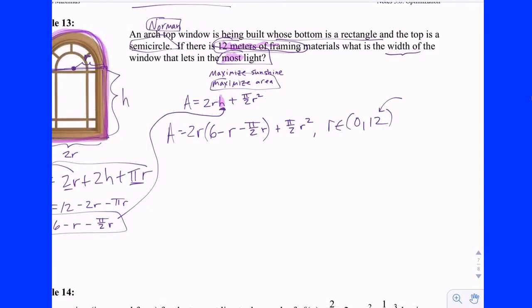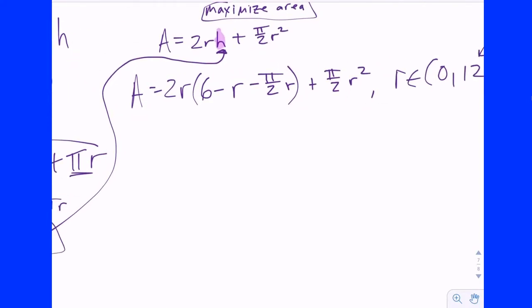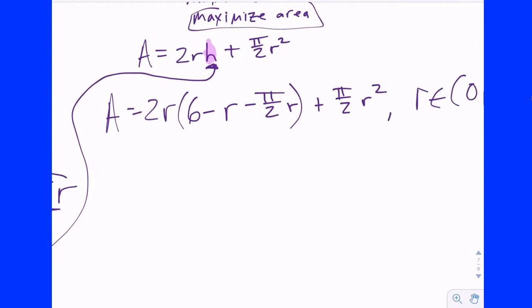So why do I say that? Because I think somewhere between 0 and 12, there's going to be a value that maximizes the area, and that's what I'm looking for, the critical value. So do you want to simplify before we take the derivative, or just jump in and use the product rule? Let's simplify. I think I'll distribute here, and I get 12r minus 2r squared minus, oh look, the 2's divide out, and I'm left with pi r squared.